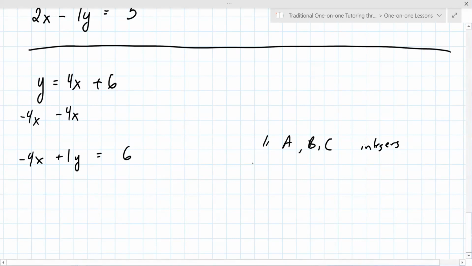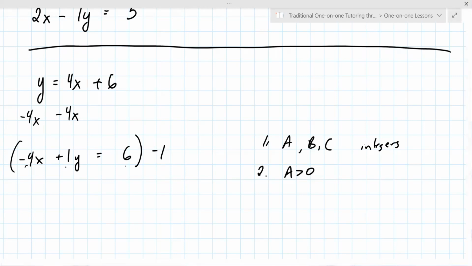And then the second thing here is that A has to be positive. So these are all integers, but A has to be positive. So you multiply everything by negative 1. So that means everything changes sign. 4x minus 1y equals negative 6.